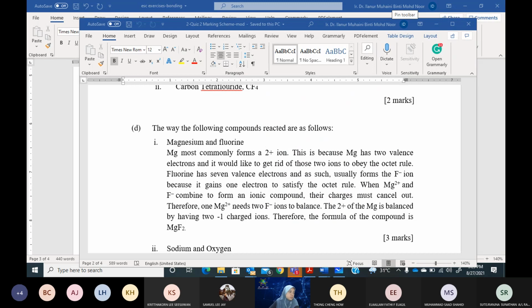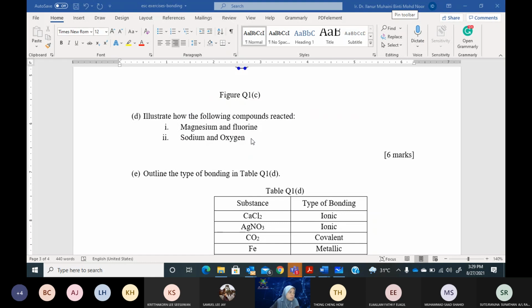Okay, then we look at the second one. Just now is magnesium and fluorine. Next is sodium and oxygen. Time consuming question. That is why each is 3 marks. Okay, so now you try to answer the part 2, sodium plus oxygen.